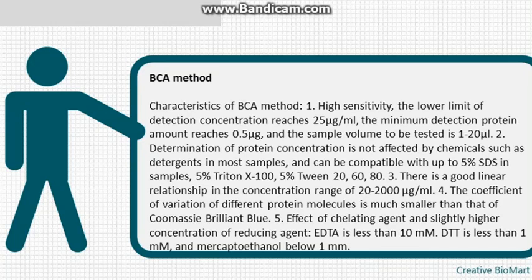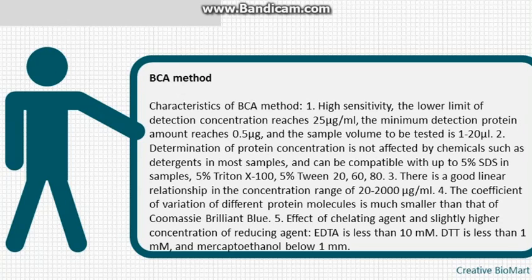BCA method. Characteristics of the BCA method. 1. High sensitivity. The lower limit of detection concentration reaches 25 μg/milliliter. The minimum detection protein amount reaches 0.5 μg, and the sample volume to be tested is 1-20 μl. 2. Determination of protein concentration is not affected by chemicals such as detergents in most samples, and can be compatible with up to 5% SDS, 5% Triton X-100, 5% Tween 20, 60, 80.